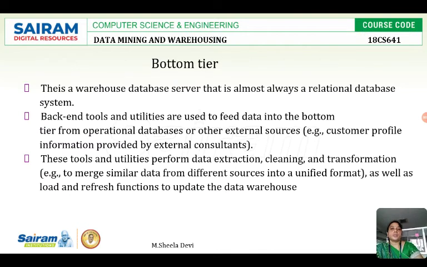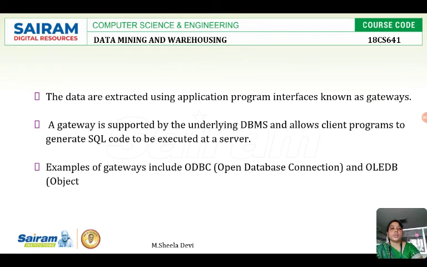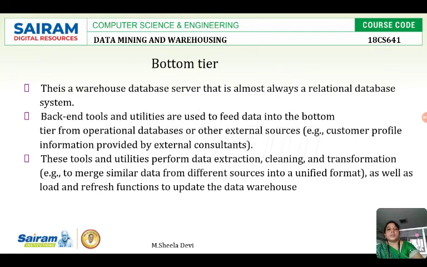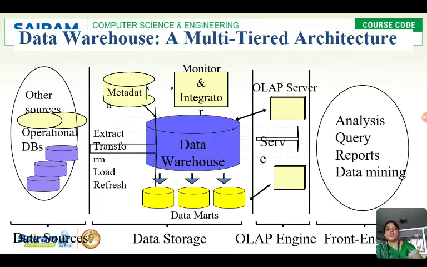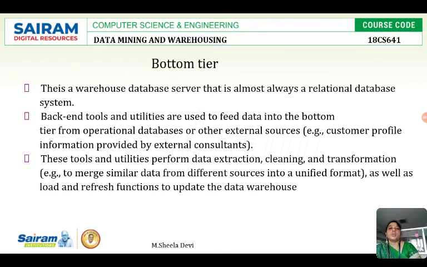In the bottom tier, there is a warehouse database server, which is almost always a relational database server. Backend tools and utilities are used to feed data into the bottom tier from the operational databases or other external sources.